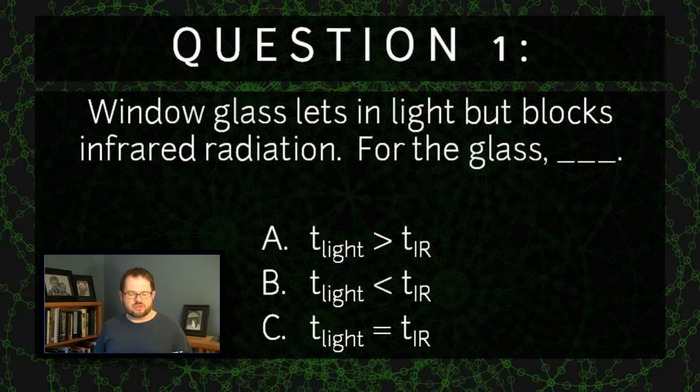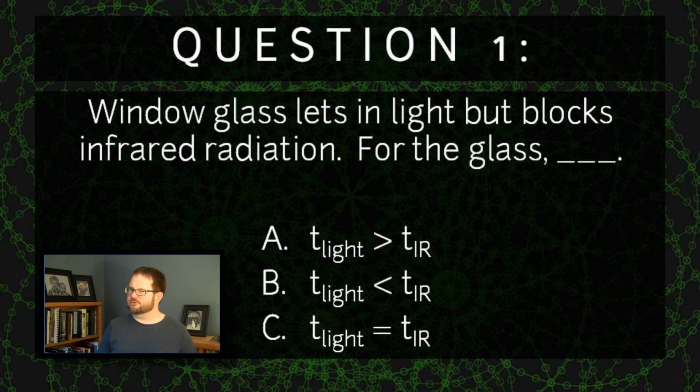For this glass, then, A, the monochromatic transmissivity for light is greater than the monochromatic transmissivity for infrared radiation. B, the monochromatic transmissivity for light is less than the monochromatic transmissivity for infrared radiation. Or C, the two monochromatic transmissivities are equal.